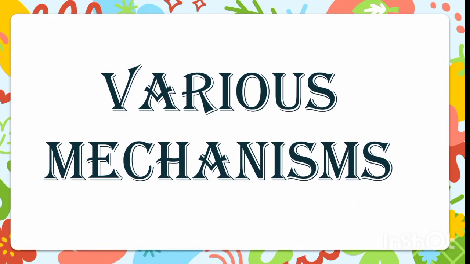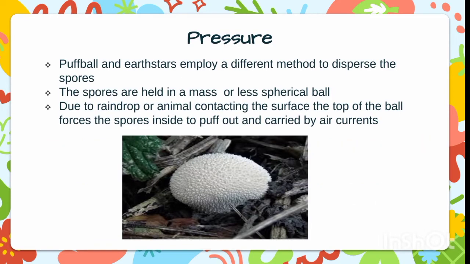Various mechanisms are involved. Pressure. Puffballs and earth stars employ a different method to disperse their spores. The spores are held in a more or less spherical ball. When a raindrop or animal contacts the surface, the top of the ball forces the spores inside to puff out and be carried by air currents.